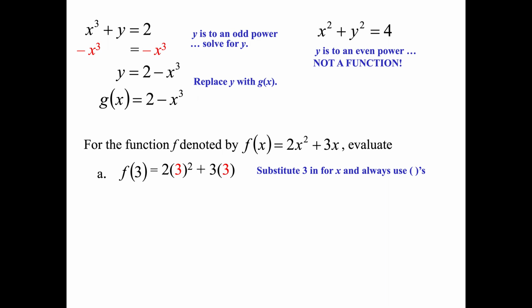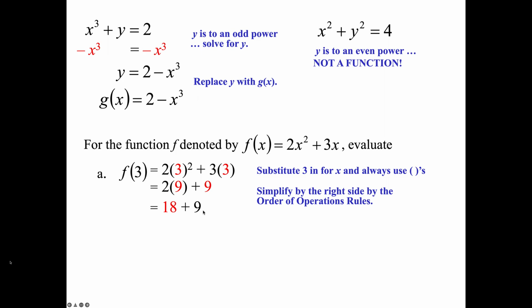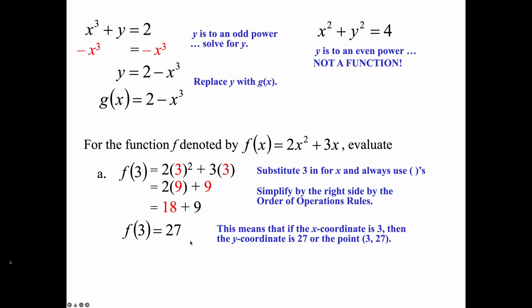And now you simplify this expression. So 3 squared is 9. 3 times 3 is 9. 2 times 9 is 18. We'll add the 9 to that. We get 27. So f of 3 is equal to 27, which again is like the point 3 comma 27. The x coordinate is 3, the y coordinate is 27. That's our point 3, 27.